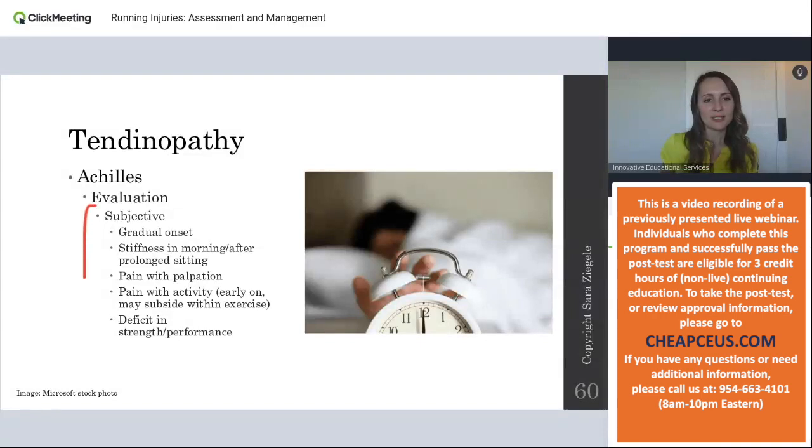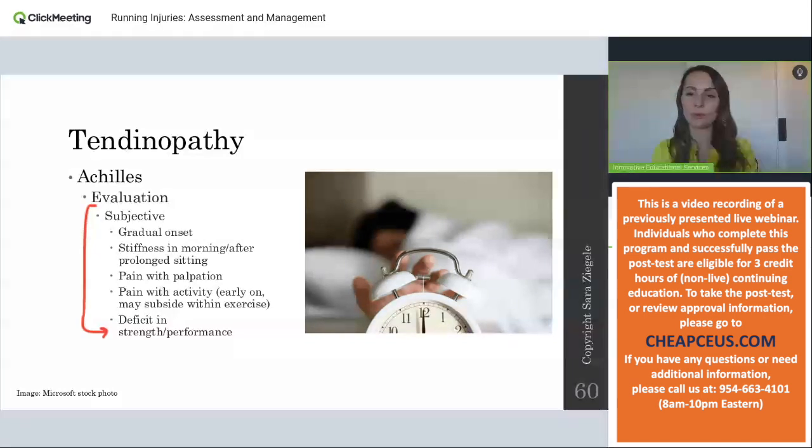When we're talking to these patients in the clinic, what kinds of things might we hear them say? Usually it's a gradual onset. It's not that someone was perfectly fine one day and is absolutely horrible after that. It's more of a thing that creeps in over time. They might start off with some stiffness, pain with palpation. Early on, it might warm up during a run, but as it gets more severe, usually they lose that ability to have it go away. And they'll typically end up with a deficit in strength or performance.